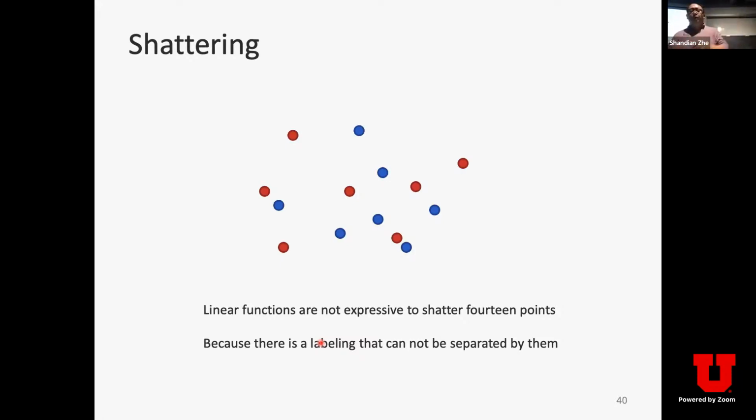So now we can claim that we found a counterexample. With my particular labeling scheme, I cannot find any hypothesis in my linear hypothesis space which can correctly predict every example's label. Our conclusion is that linear functions are not expressive enough to shatter 14 points, because there is at least one labeling that cannot be separated by them.